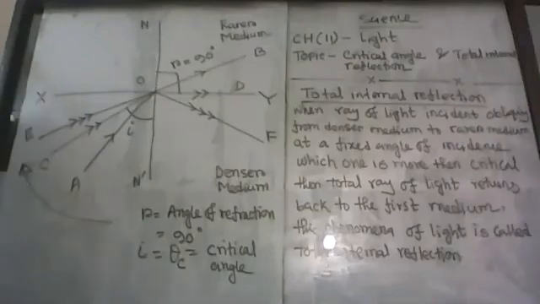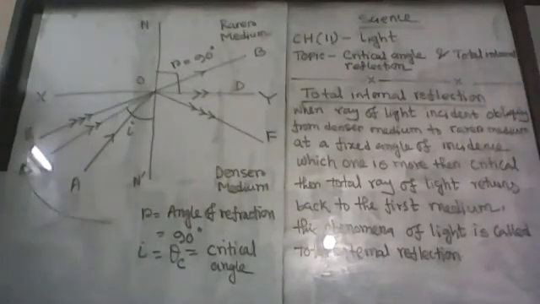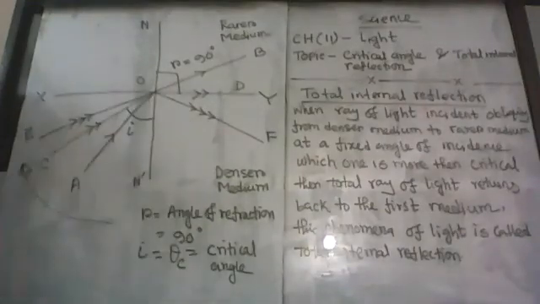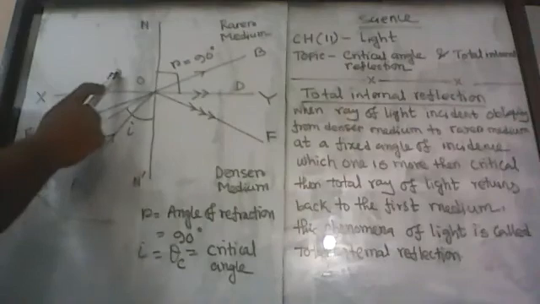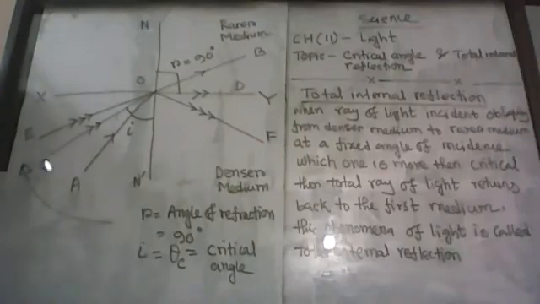You see here, EO is incident at an angle which is more than the critical angle, theta C prime or theta C. Because of this, after refraction, here OF returns back to the first medium. Since OF returns back to the first medium, this is called total internal reflection.